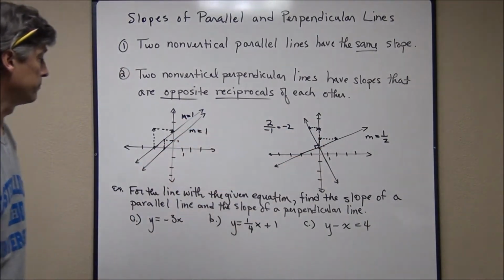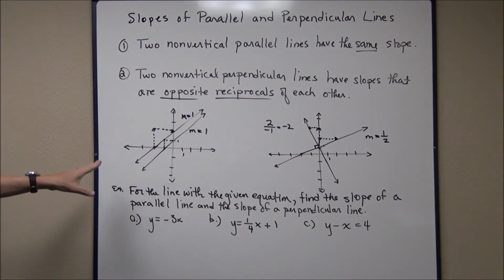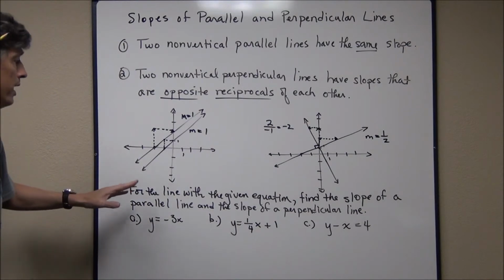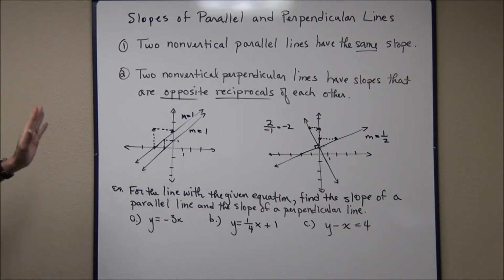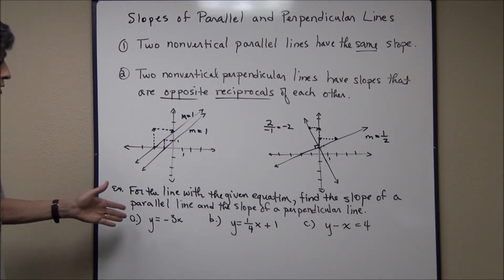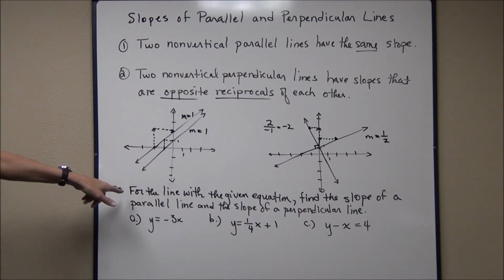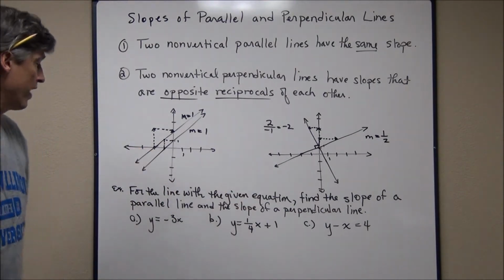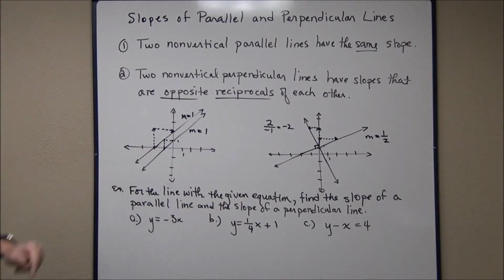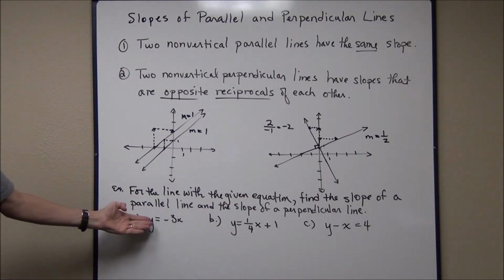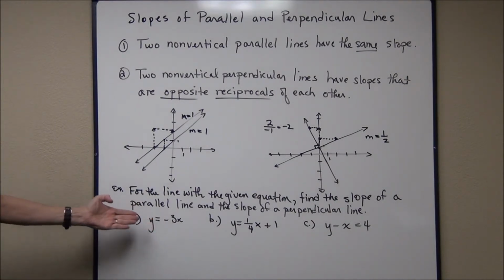Perpendicular lines here. So what we're going to do, since we have slope-intercept form and we can identify slope, is we're going to also be able to determine what the slope of a line parallel to the given line or perpendicular to the given line is. So that's what these examples are here, right here. For the line with a given equation, find the slope of a parallel line and find the slope of a perpendicular line. Well, this one is really, really nice because this is already in slope-intercept form.